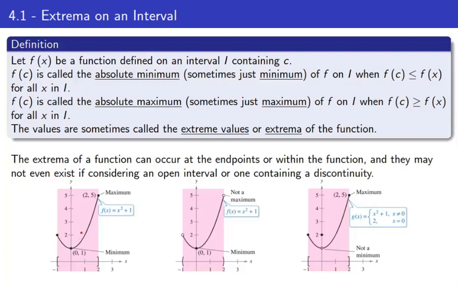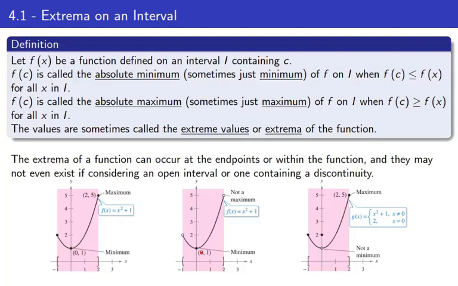In the first picture, notice that we have an absolute maximum on the right and an absolute minimum here in the middle. And in this particular example, we're looking at a closed interval from -1 to 2. The minimum is at (0, 1), the maximum is at (2, 5).